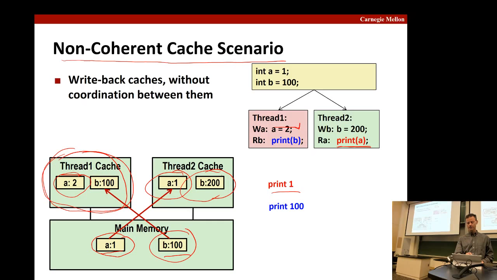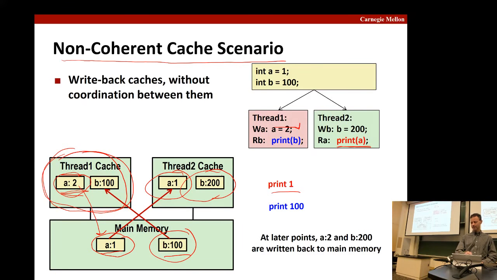Now, the trick though is that when this thread unlocks, before it does that, it has to make sure the value gets pushed back out to memory, so that when this other thread is able to get the lock, it gets the fresh value, not the stale value. Good. And at some later point in the scenario we've been going through, it's true that these are write-back caches, so this A equals 2 will get pushed out to memory, and this B equals 200 will get pushed out to memory. But there was nothing that made it pushed out in time to make these print statements make sense.